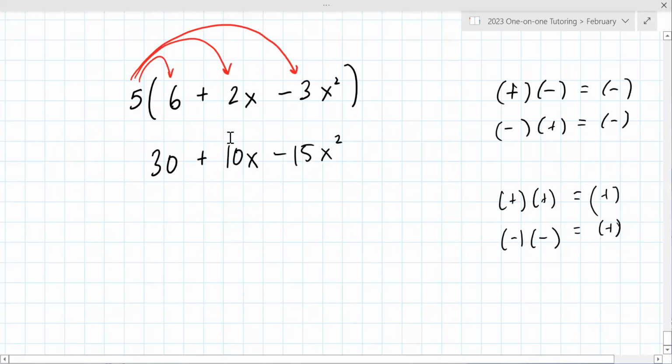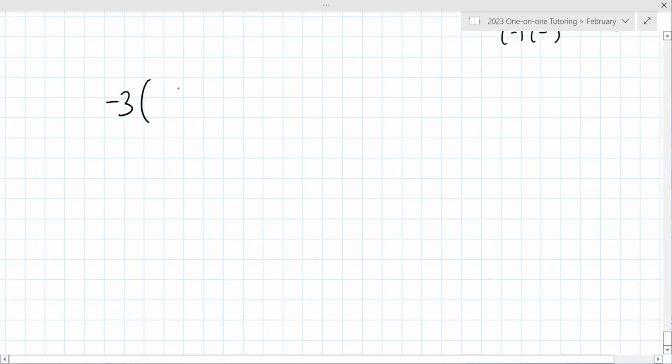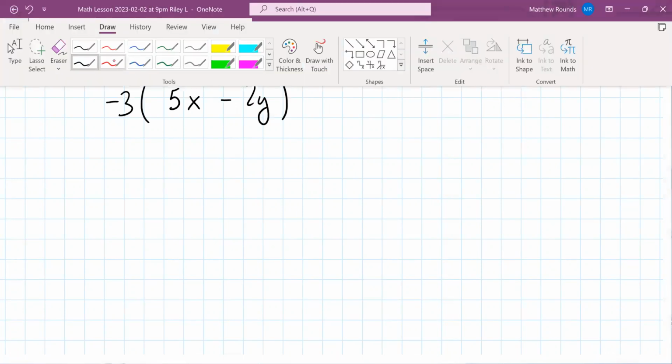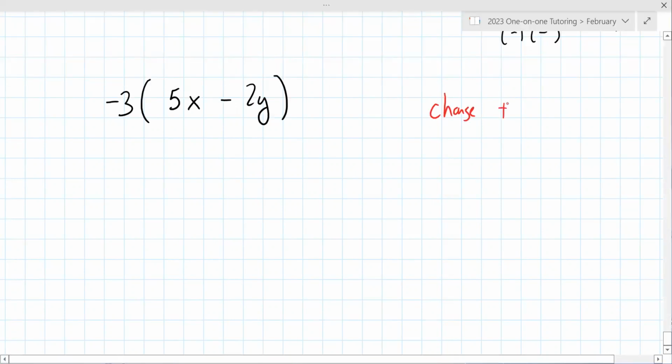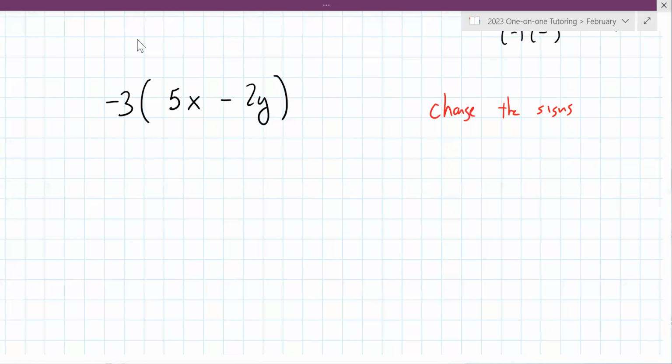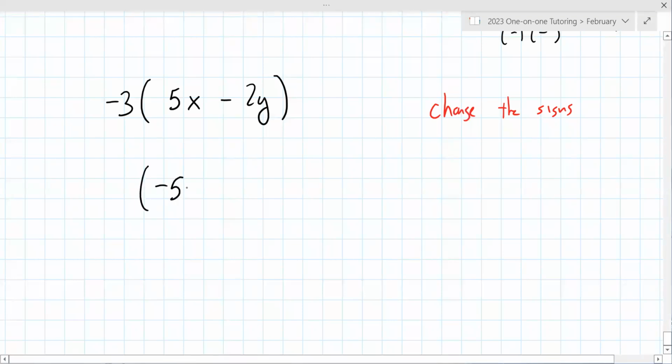No. Good answer. Okay, now we're gonna put some negatives in front. So let's say it's -3 times 5x minus 2y. We're gonna do this a little bit differently than I think they typically teach. We're gonna first change the signs just to see if this is better for you. So if we change the signs, it becomes minus 5x plus 2y. Do you agree with that? Yeah, and would the thing at the front become positive too? Yeah, exactly. Change signs of everything.